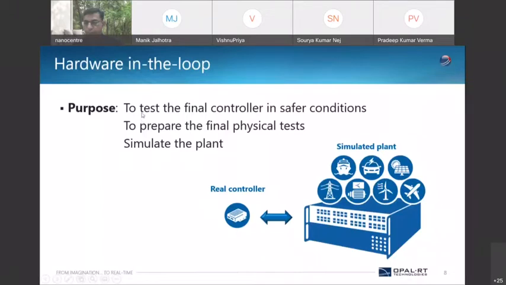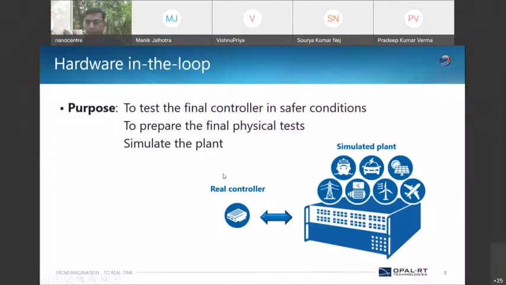The purpose is that it is very safe to test the controller because there are no power signals. They are only the signals which we are interfacing with. If you are talking about current, the current is in the range of milliamps only. So the conditions of testing are very safe, and then we can also prepare the final physical test.